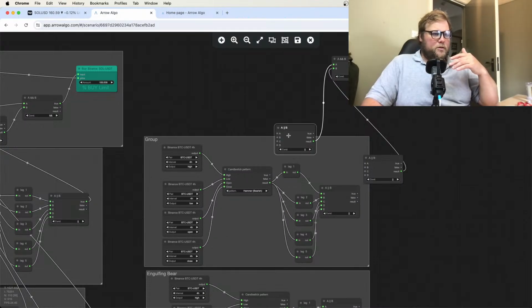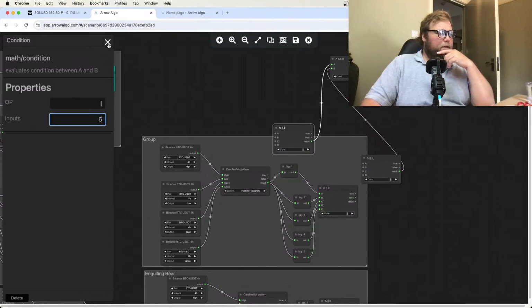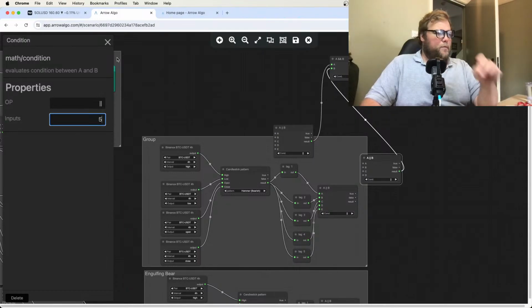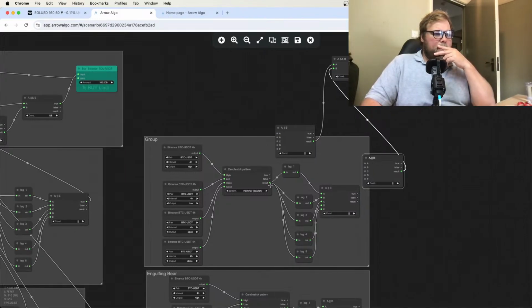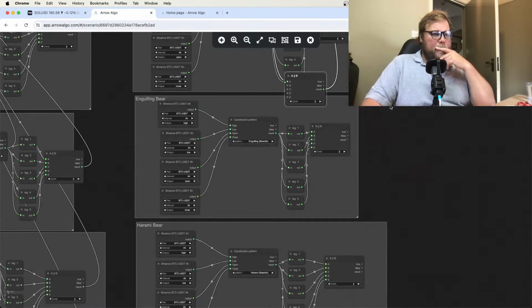So again, we're going to feed these OR blocks. Now we've got 5 bear candlestick patterns that we're looking for. So let's change these to 5 inputs. And again, we're looking for the current candle or any one of the last 5 in each case.